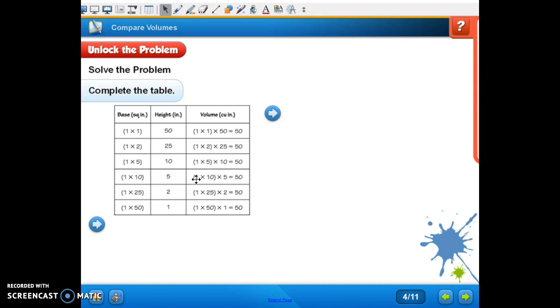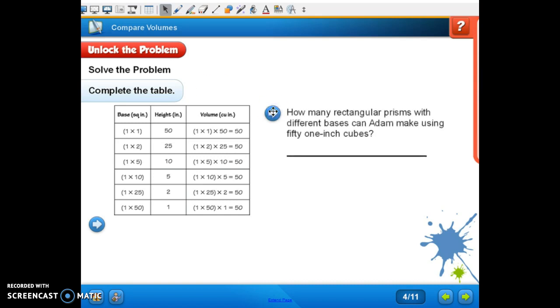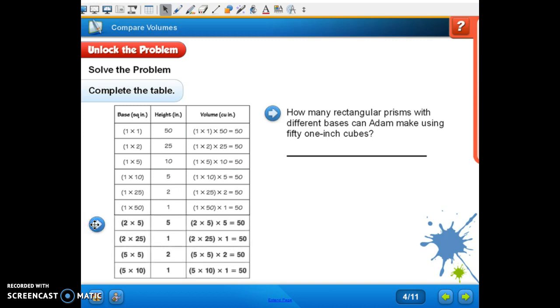And we can go clear up to 1 times 50, multiplied by 1. They've exhausted all the 1 times anything. There are no more 1 times anything that you can use. So now they're going to 2 times 5 on the base. What is 2 times 5? 10. And what do I need to multiply that by to get 50? 5. So are you understanding where they're coming up with the numbers? Yes.